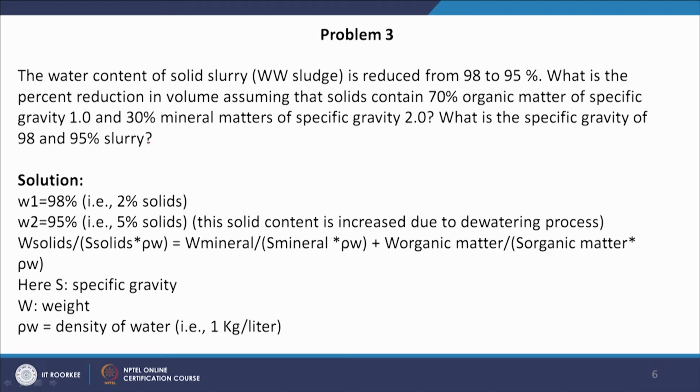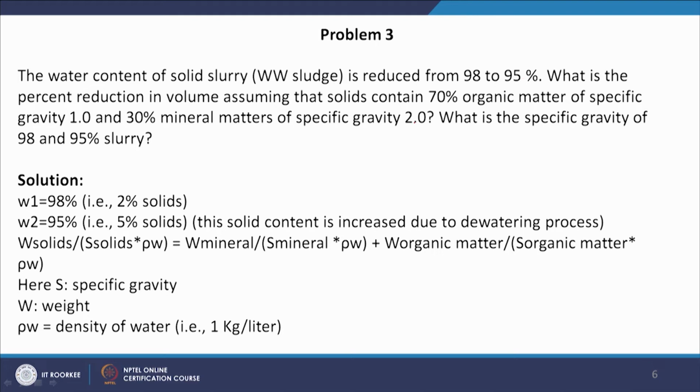So, here the sludge initially is having 98% water, and that water content is reduced to 95%. Okay. Due to this reason, the percentage reduction in volume we have to calculate when 70% organic matter in the sludge and 30% is mineral matters, and their specific gravity are also given.